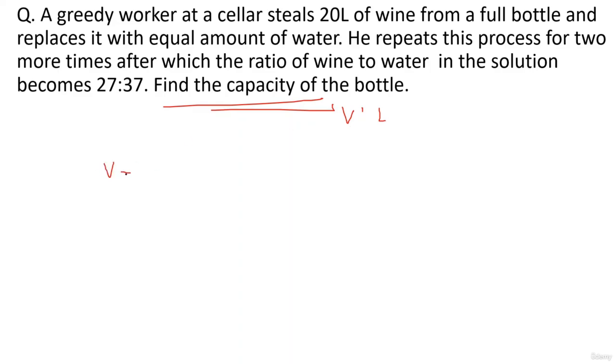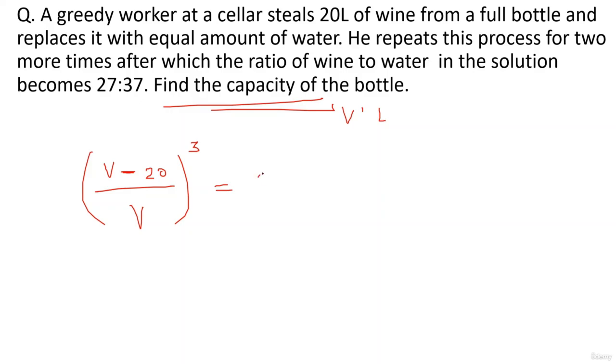What you are doing is, not you, the greedy worker, is removing 20 liters of wine and replacing it with water, right? So this is repeated 2 more times, मतलब एक बार हुआ and then repeated 2 more times. So the fraction of the final wine which we have in the solution is v minus 20 upon v the whole raised to 3 by the dilution formula, right? Now this will be equal to, it is given that the ratio of wine to water is 27:37.